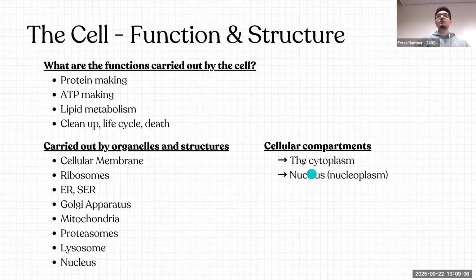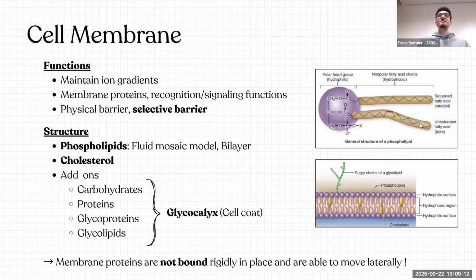The cell, we can split it into 2 compartments, the cytoplasm and the nucleus. All right? Let's begin with the cell membrane, our first structure. What's the function of the cell membrane? I believe you guys studied it in physiology, so I'm not going to lecture you about that. But it's important to note that the functions of the cell membrane are to maintain an ion gradient. It's a physical barrier, and it's a selective barrier. And also it has membrane proteins.